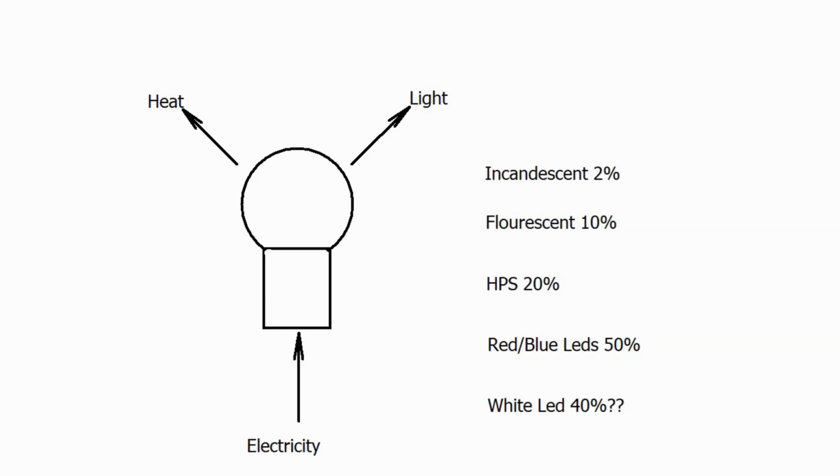Now, you've got white LED. That's 40% roughly. It's very difficult to get an exact percentage, so that's my best guess. Now, why is it lower than red-blue LEDs? Well, the white LED is actually based on a blue LED that's then covered with what's called a downshift phosphor.